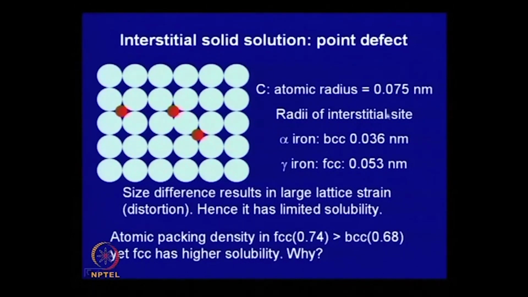So, if there is a BCC lattice, if you try and push a carbon atom in here, there will be large distortion around the place. So, this puts a limit. Whereas if you look at face centered cubic crystal, the radius of this interstitial site is much larger, 0.053. It is substantially larger than this, but still it is smaller than the radius of carbon atom. So, even if a carbon atom goes into the interstices, it will cause some amount of lattice distortion. Therefore, for interstitial solid solutions there will definitely be some limit to solubility, and this will primarily depend on the atomic size or size difference.